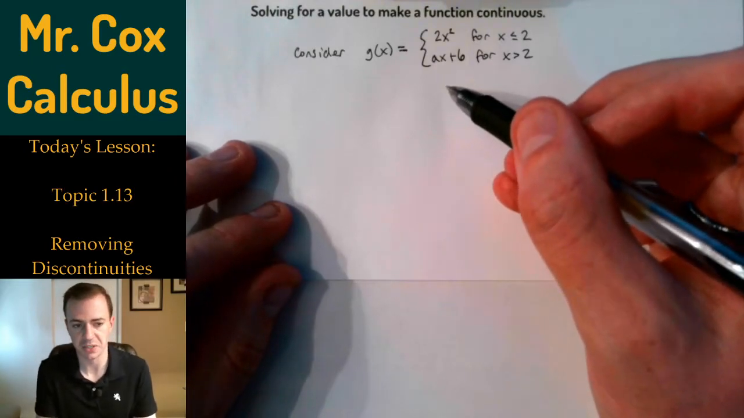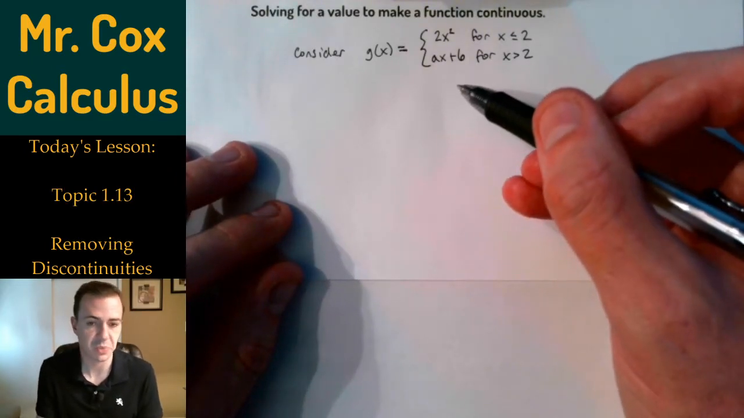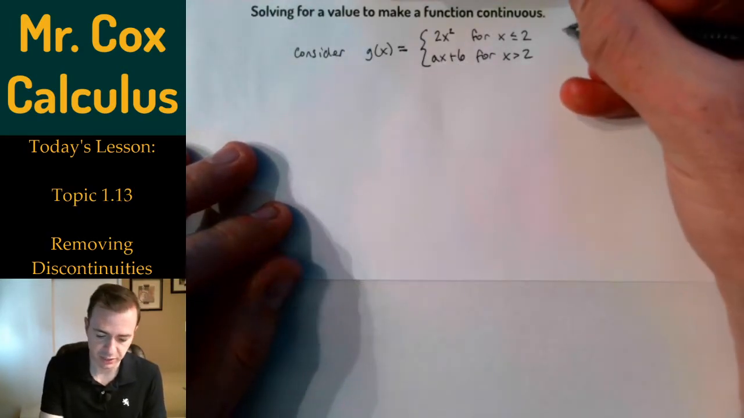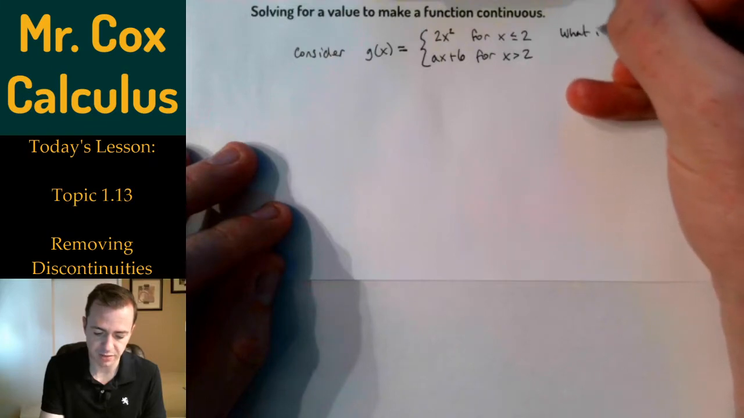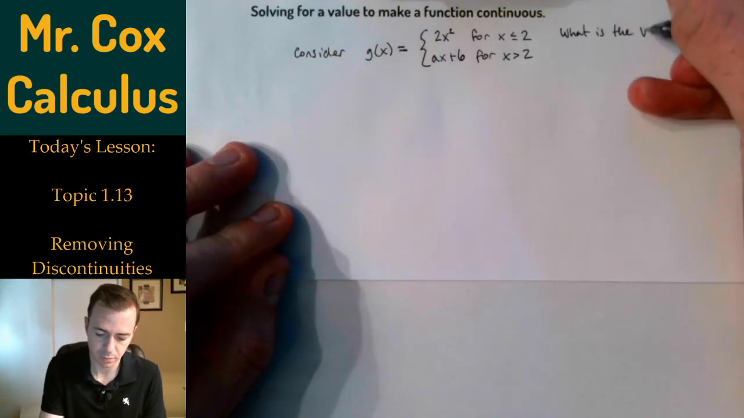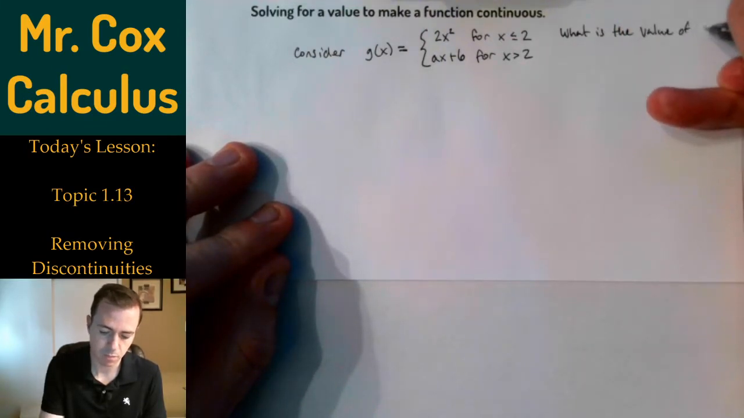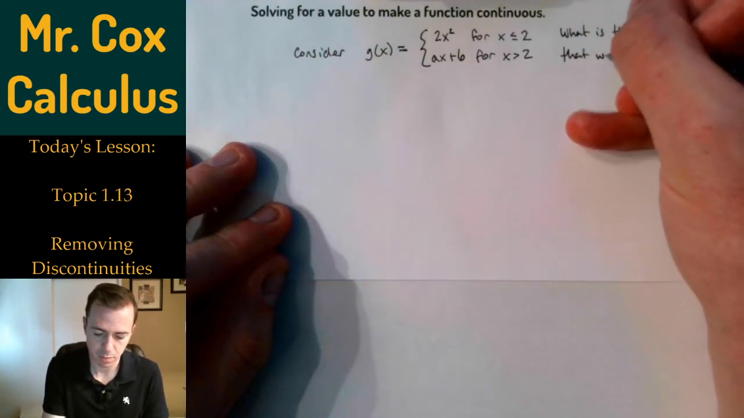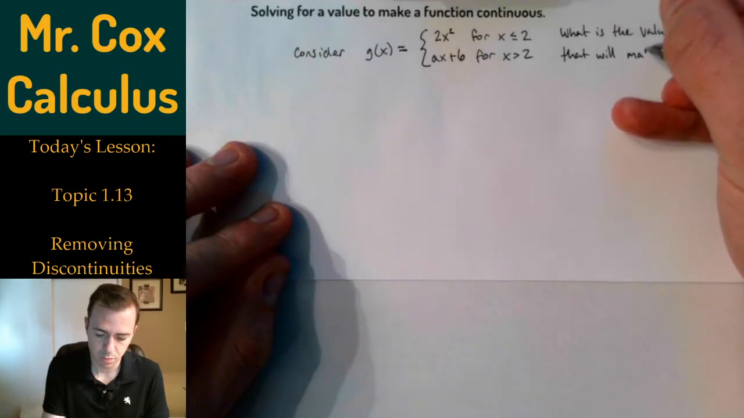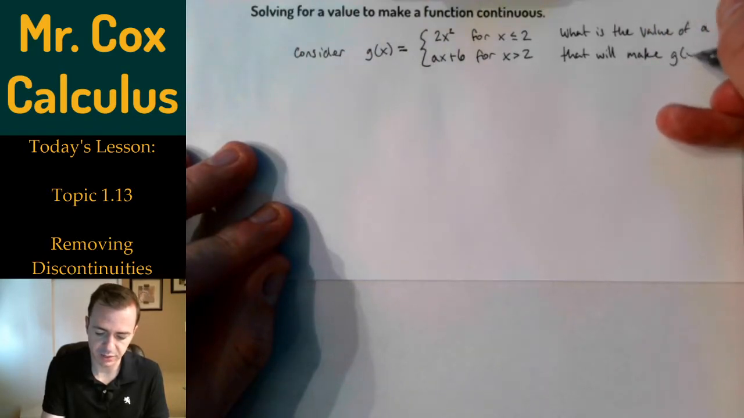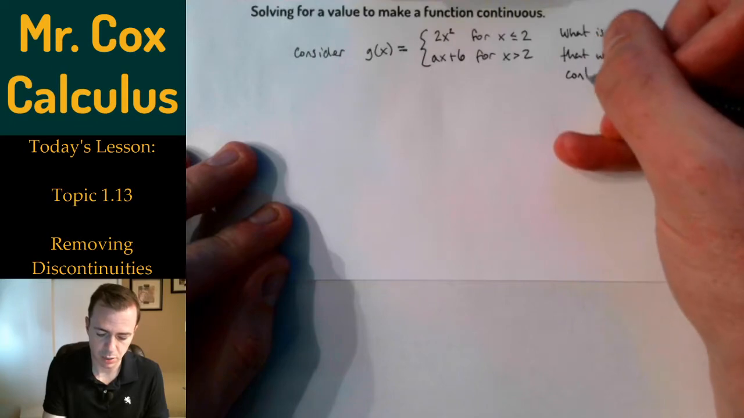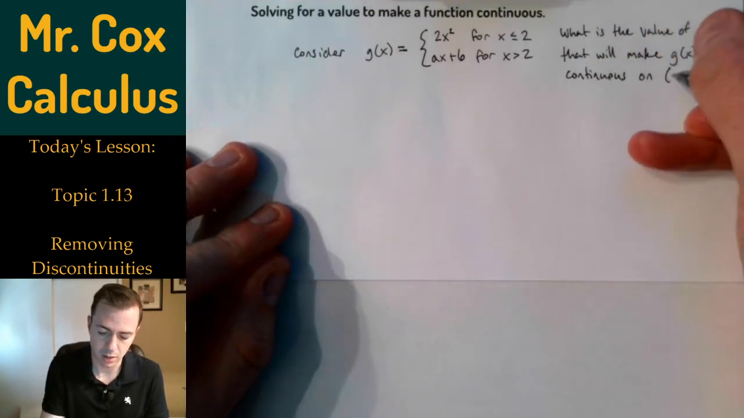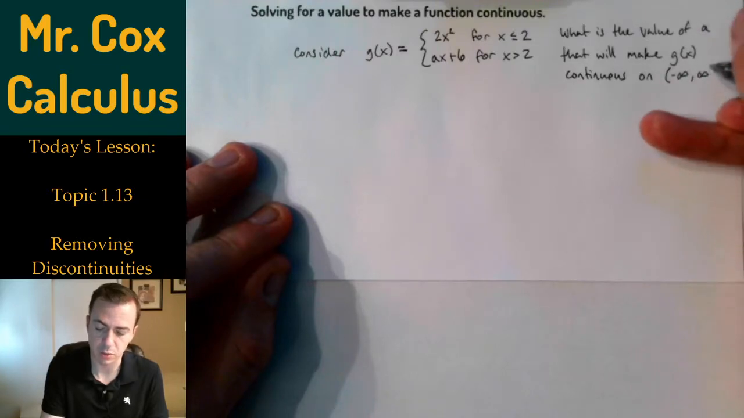So in this particular situation, we want for a to be a real number. Well, the question that we're going to ask ourselves is, what is the value of a that will make g of x continuous on the interval from -infinity to infinity?